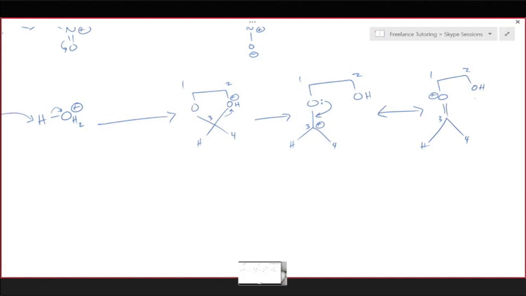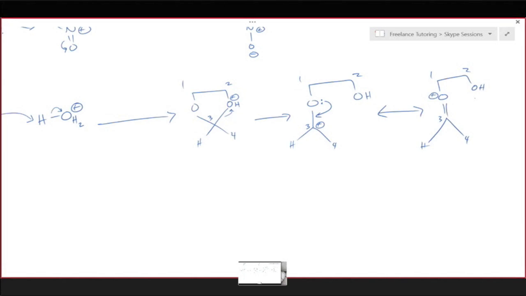So is this a reasonable carbocation? Yeah, it's just fine to be primary if it's resonance stabilized. Why is this considered a primary carbocation? Carbon 3 is only attached to one other carbon. Yeah. Primary doesn't refer to how many things you're attached to. It refers to how many carbons you're attached to. So it is primary, but it's a reasonable primary carbocation because of the resonance.